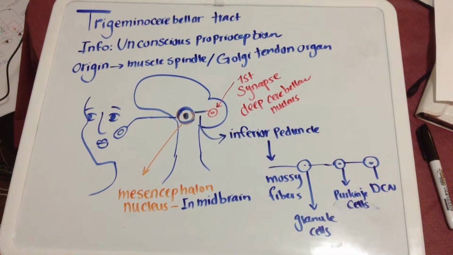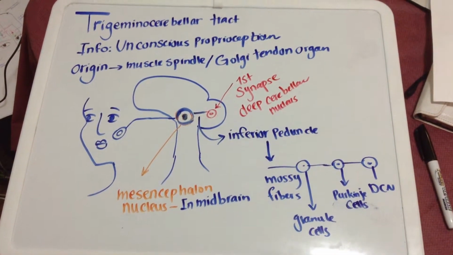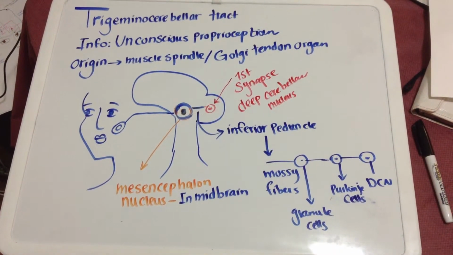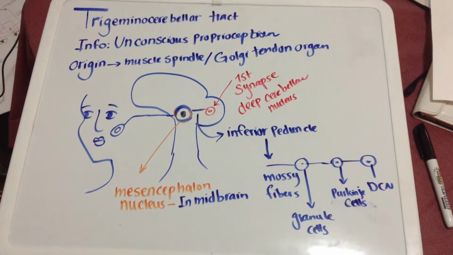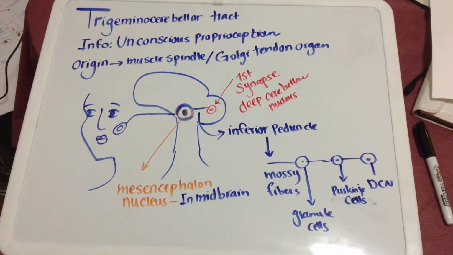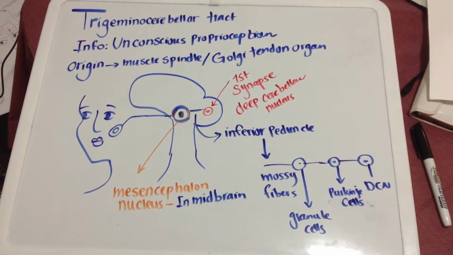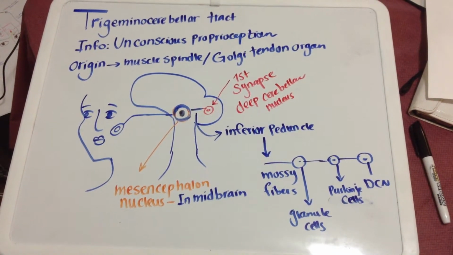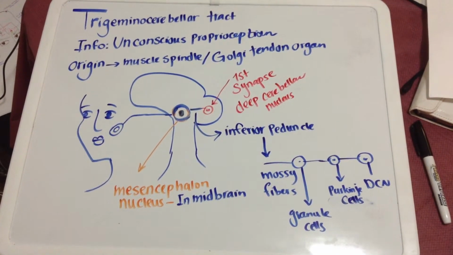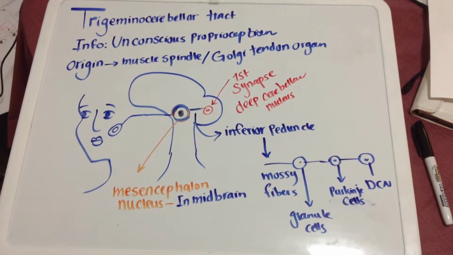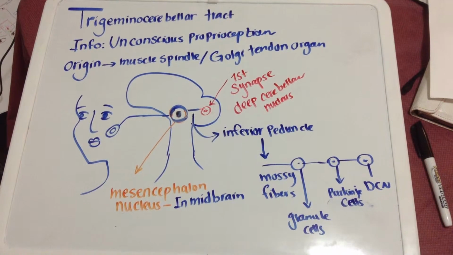Then the information is sent via inferior peduncles to the cerebellum, and you will have your first synapse and also your last synapse. If you were to get into more details, it would be just like the unconscious proprioception of lower extremity and the upper extremity. So from the inferior peduncles, the fibers will change name into mossy fibers.